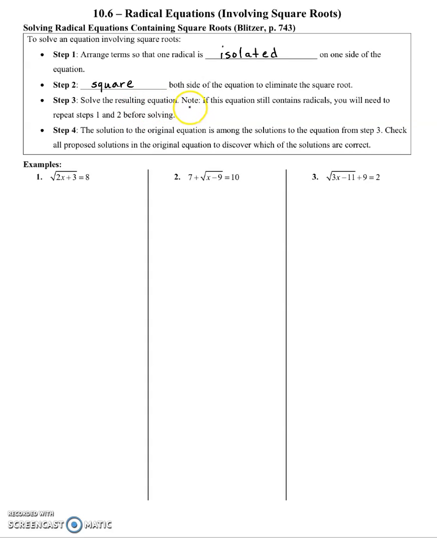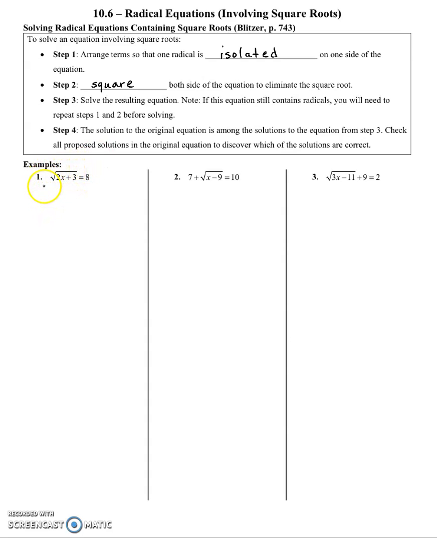Now we need to note sometimes we might have more than one radical, and so after we do steps 1 and 2, we might still have radicals, in which case we'll have to do steps 1 and 2 again before we can solve. The solution to the original equation is among the solutions to the equation from step 3, but we need to check all possible solutions in the original equation to discover which ones are correct, because when we do this process, we can introduce extraneous solutions. And an extraneous solution is just an extra solution that is not really a solution of the equation.